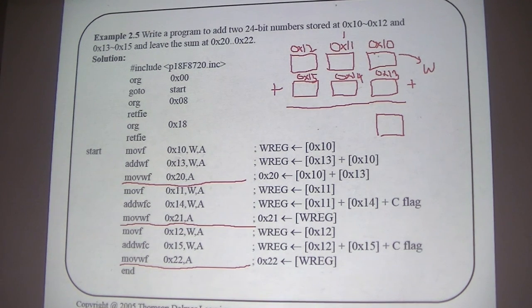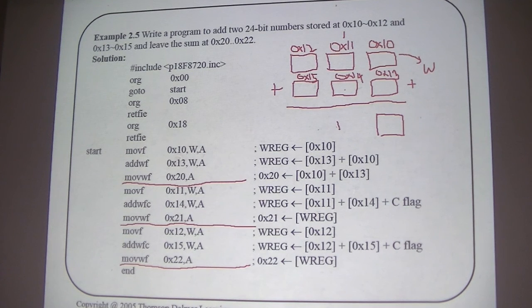Now when you add, there's a possibility of having a carry here. So you move the first one, hex 11, into working register, and then you add WFC with hex 14. If there is a carry, it will add 1. If there is no carry, it will just add 0. So just use add WFC so that when you get a carry, you'll get the right answer. The rest is the same.